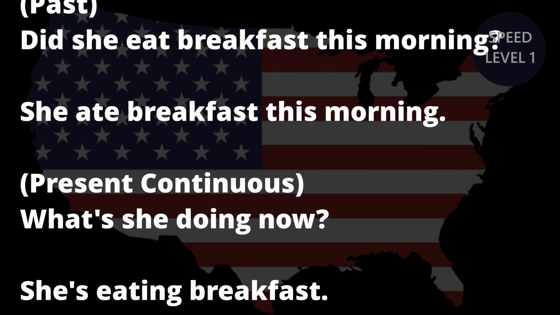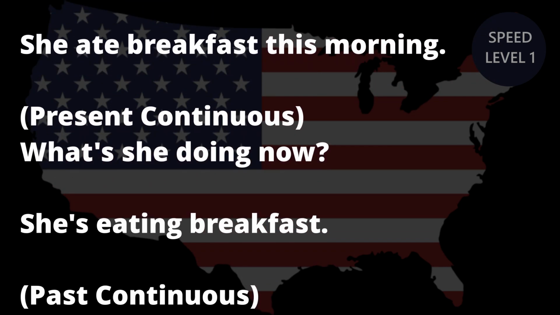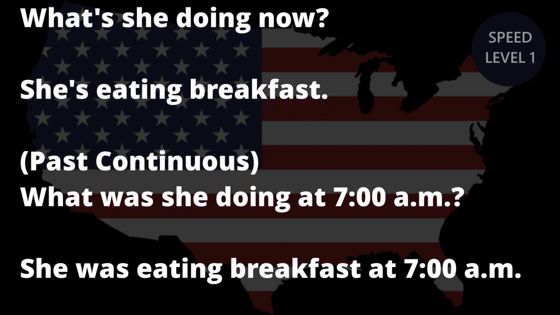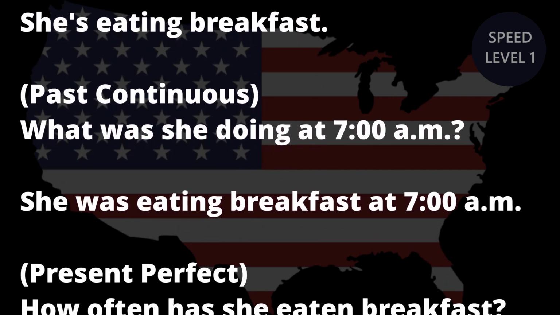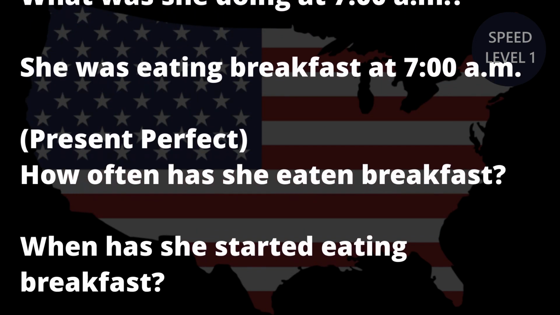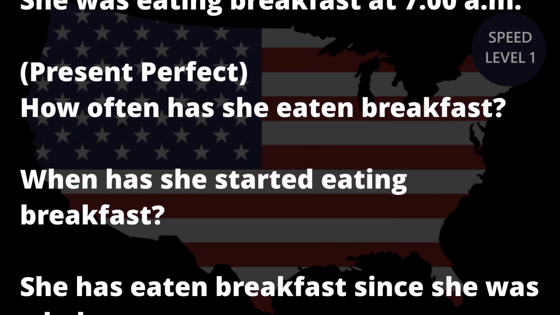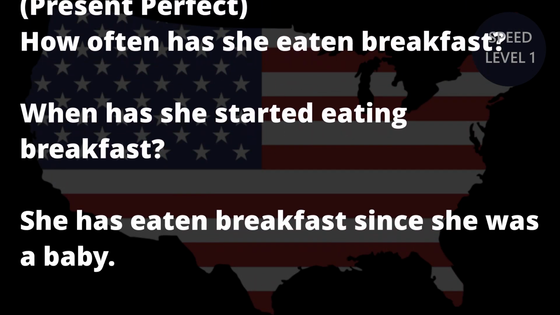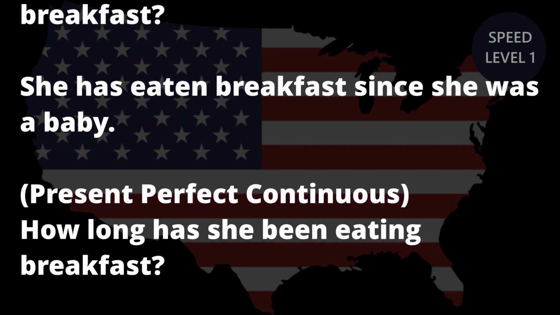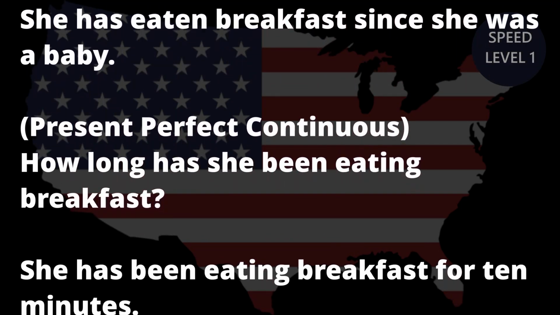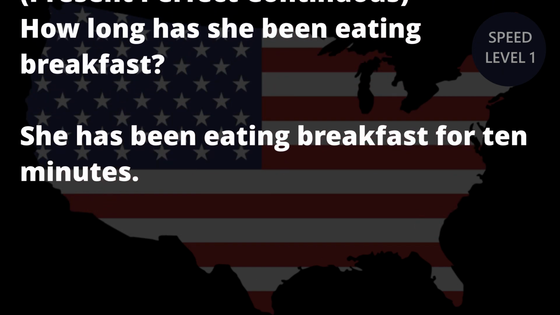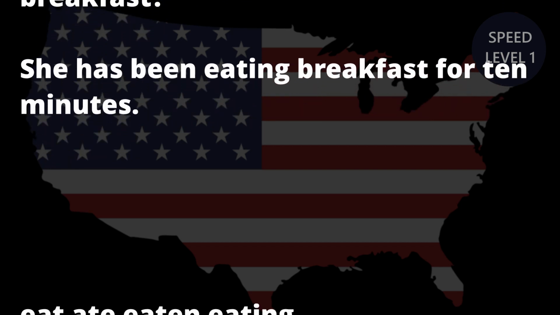Present continuous. What's she doing now? She's eating breakfast. Past continuous. What was she doing at 7 a.m.? She was eating breakfast at 7 a.m. Present perfect. How often has she eaten breakfast? When has she started eating breakfast? She has eaten breakfast since she was a baby. Present perfect continuous. How long has she been eating breakfast? She has been eating breakfast for 10 minutes.